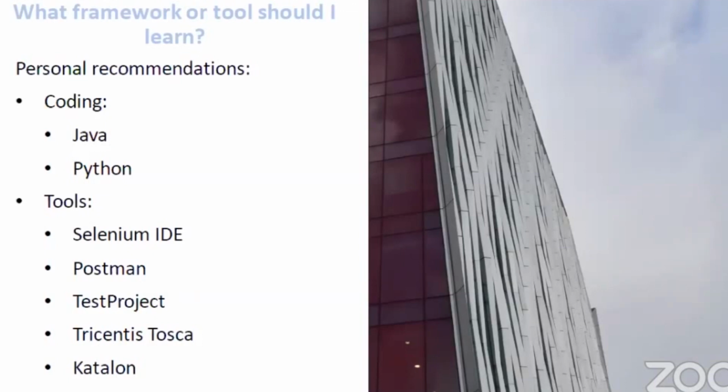For example, Python is very much used these days for AI stuff. Java has been here for a very long time, and it's spread across all of the automation projects across the world. So it's very popular. For coding, these two would be my personal recommendations if you want to learn a programming language.